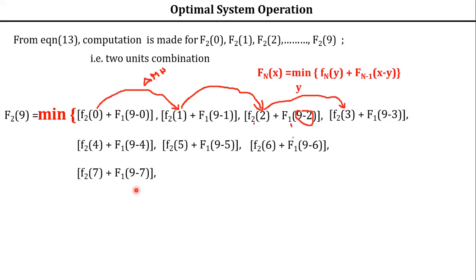9 minus 7. Then again this is 7. So the next point it will be incremented to 8. F2 of 8 plus F1 of 9 minus 8. Then this is F2 of 9. Okay, sorry, this is 9. This is 9.